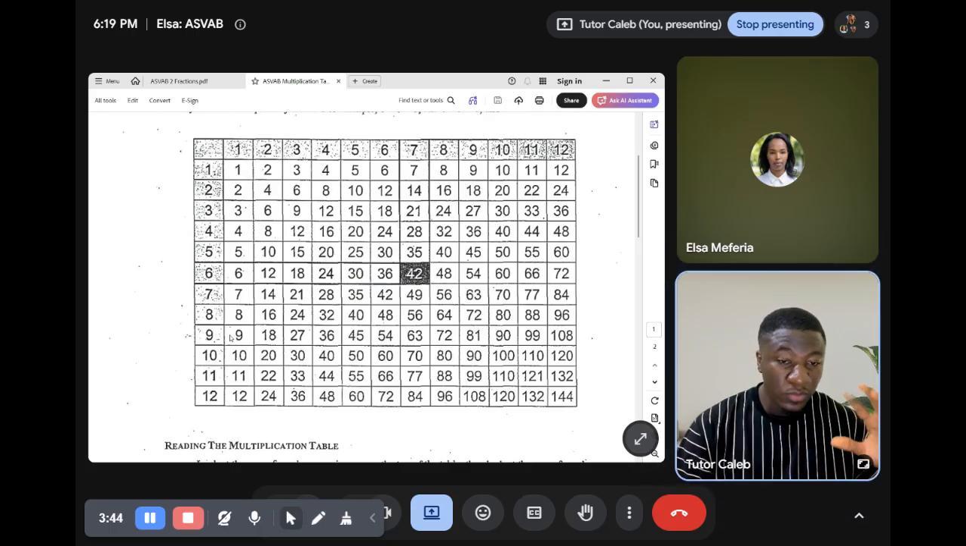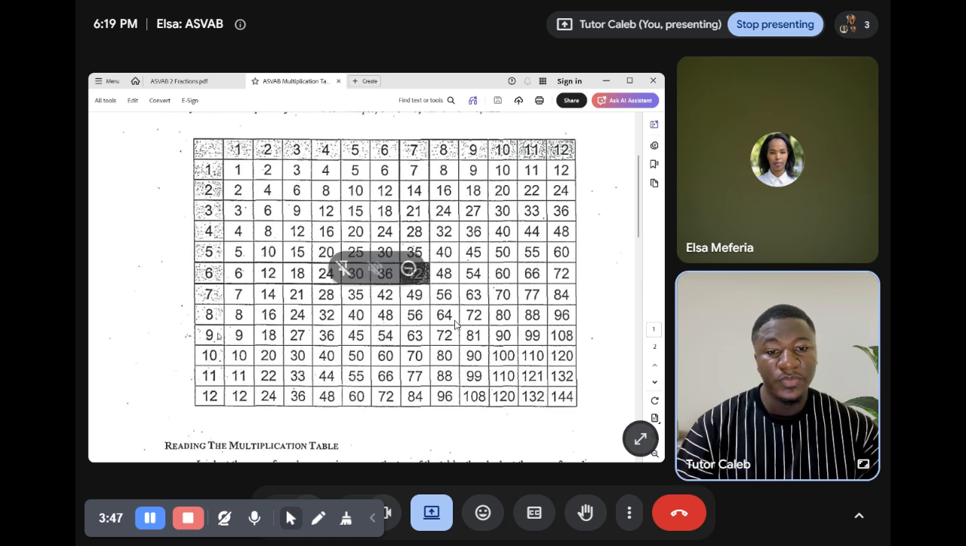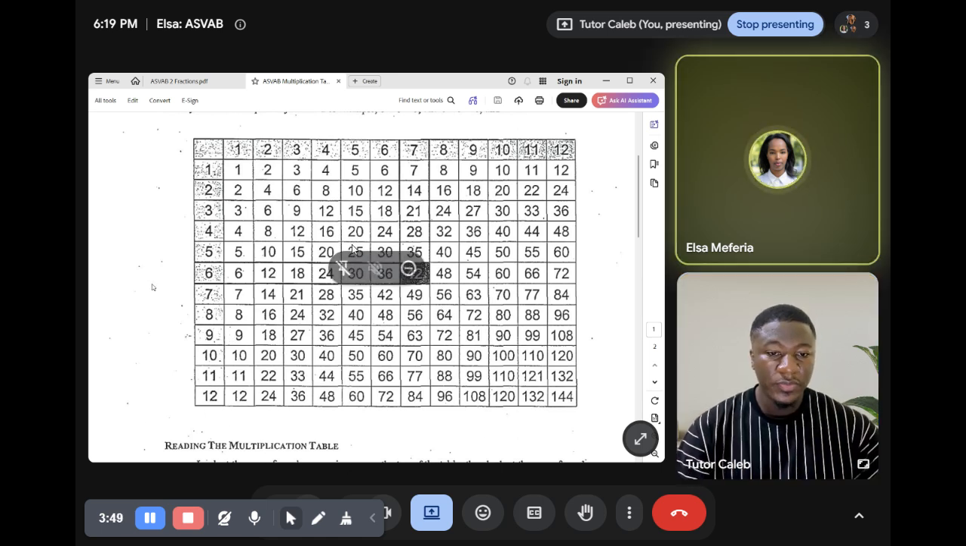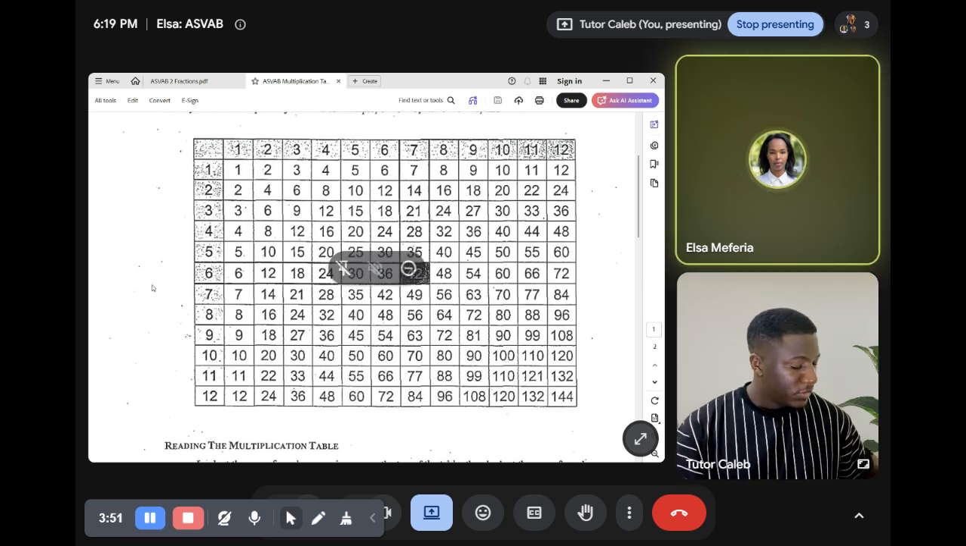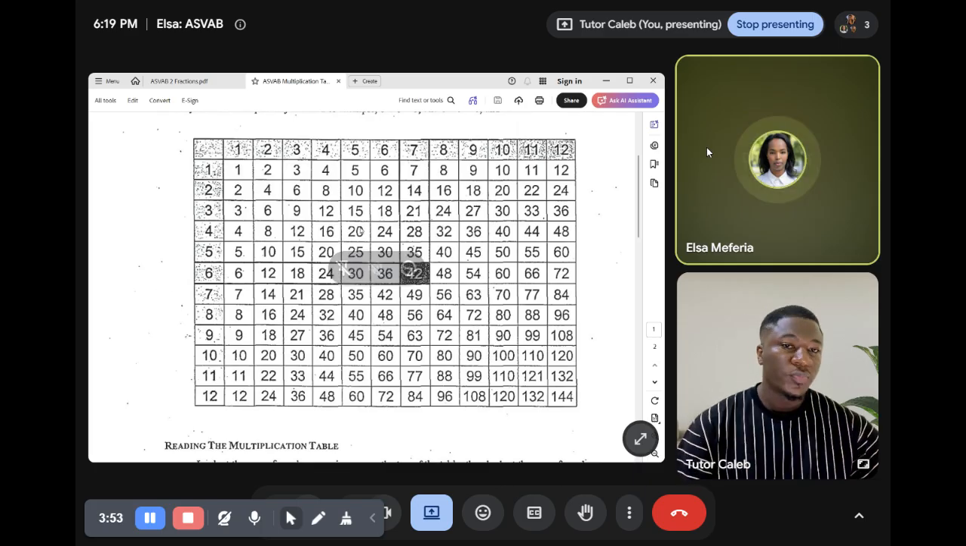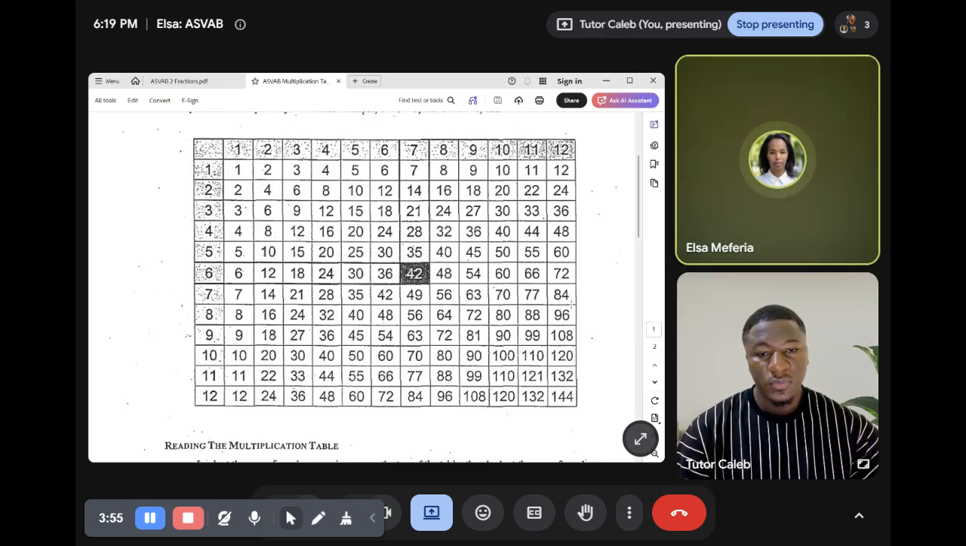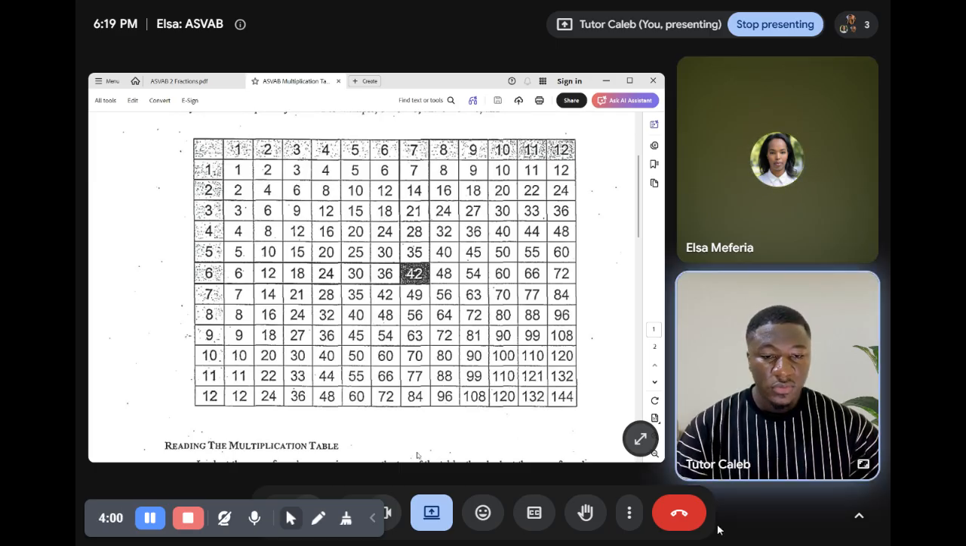So, fast to multiply faster. Multiple tables. We call them not periodic table, but multiple table, right?